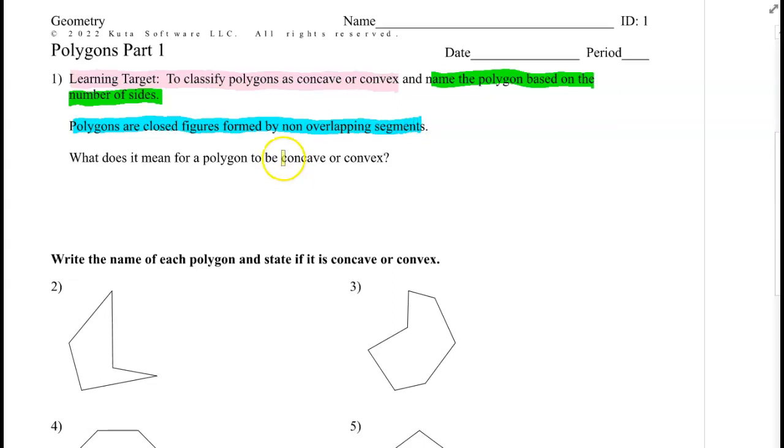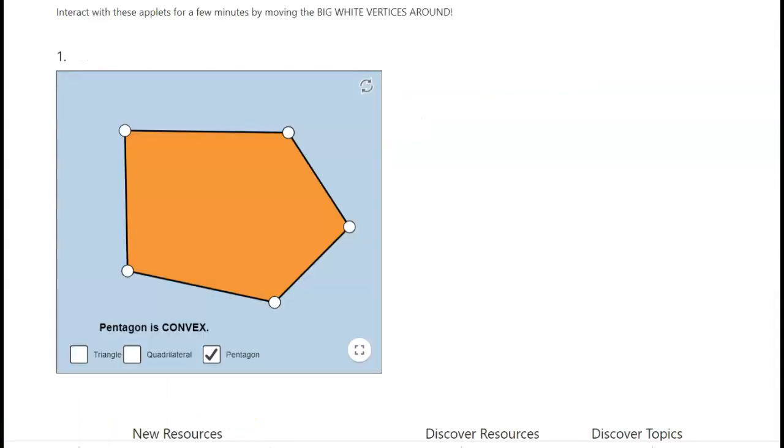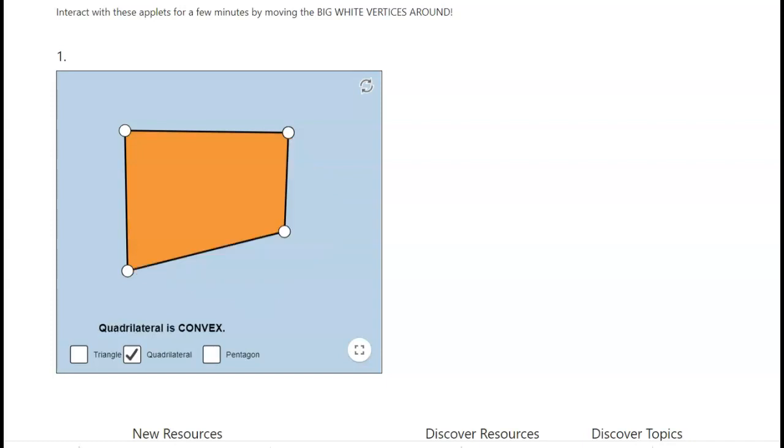And now I want to talk about what it means to be concave and convex. So I'm going to show you some examples. If you look at this pentagon, it is convex. If I move this point, eventually it becomes concave. If I had a quadrilateral, this quadrilateral is convex. If I move this point, eventually it becomes concave.